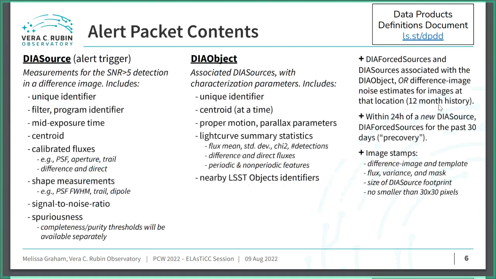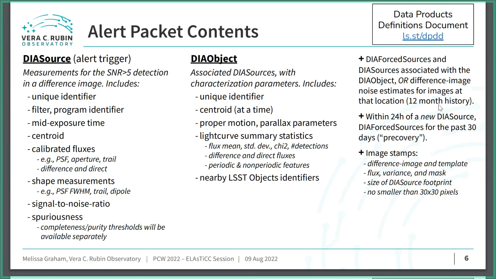So I want to dig just a little bit deeper into what exactly the measurements in the alert are that you will have access to. So within that DIA source record, and that's the thing that triggered the alert to happen in the first place, you get things like a unique identifier, which filter it was, which program that image was obtained under, whether it was wide, fast, deep, or deep drilling field, basically, or a TOO, that should be in there as well. You get the mid-exposure time, a centroid, so the coordinates, calibrated fluxes of a variety of types, so PSF, aperture, etc. You have some shape measurements, like whether it's a trail or dipole. If you were in the DIA session earlier, there's that kind of information.